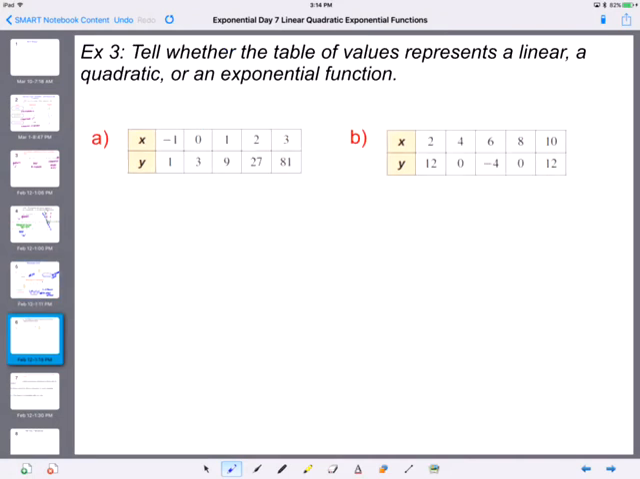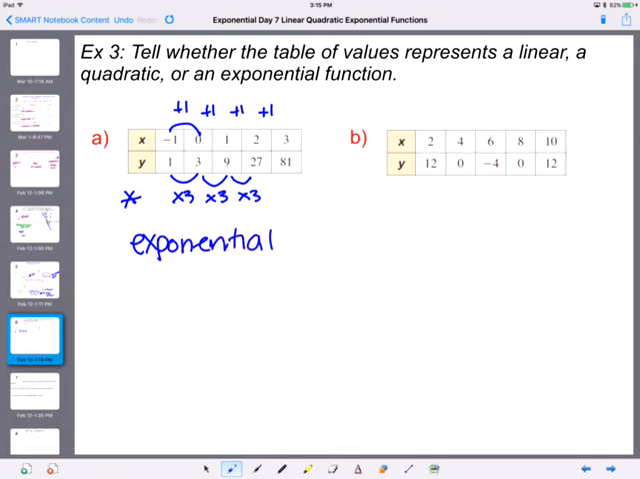So let's tell now from a table whether these represent linear, quadratic, or exponential. When we increase negative 1 to 0, plus 1, 0 to 1, plus 1, 1 to 2, plus 1, we're increasing by a constant on top. To go from 1 to 3, I multiply by 3. 3 to 9 multiplied by 3, 9 to 27 multiplied by 3. Because I'm multiplying, this is an exponential function.